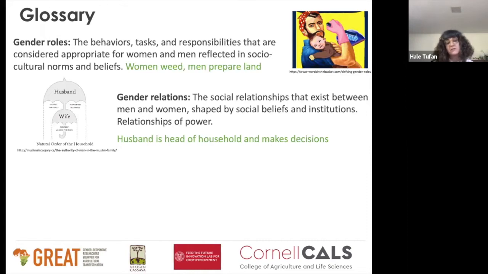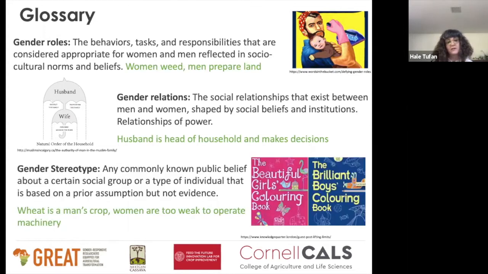Gender relations are the social relationships of power between men and women. They're shaped, again, by social beliefs and institutions. You see this a lot in agricultural research in the way that husbands are by default defined as heads of households and as the decision makers for the household. That's a relationship of power between a husband and a wife. Gender stereotypes are beliefs about certain groups or types of individuals that are based not on evidence, but on assumptions.